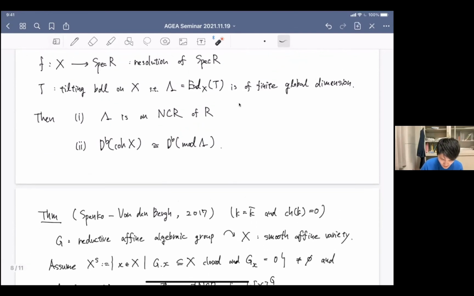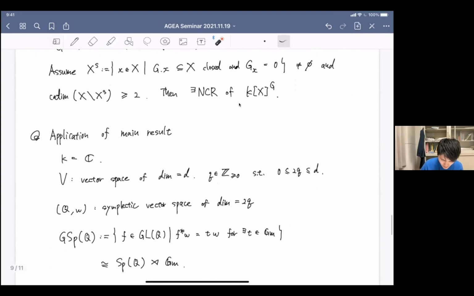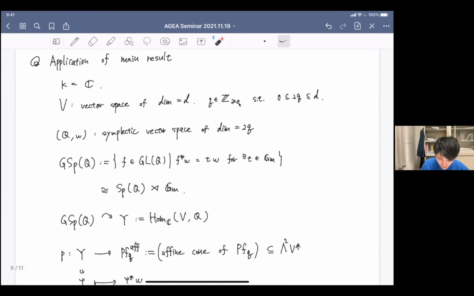So this is the introduction of non-commutative resolutions. Let me explain a precise statement of the second result. The base field is now the complex numbers, C, and let V be a vector space of dimension D, and Q is a non-negative integer such that it satisfies this condition.